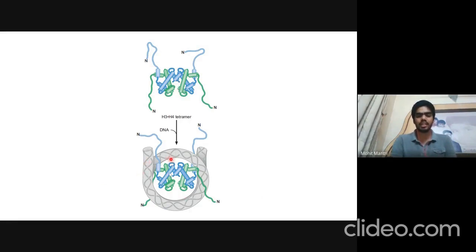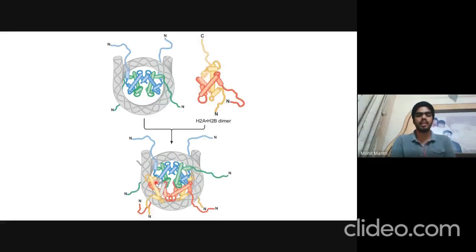So the DNA is wrapped around H3H4 tetramer before the H2A H2B dimer binds to it, and after the DNA is wrapped, then the 2 H2A H2B dimer together associate with this structure and form the nucleosome, which consists of H3H4 tetramer and 2 H2A H2B dimer along with the DNA which is wrapped around it, and these are the long N-terminal tail of the histones.